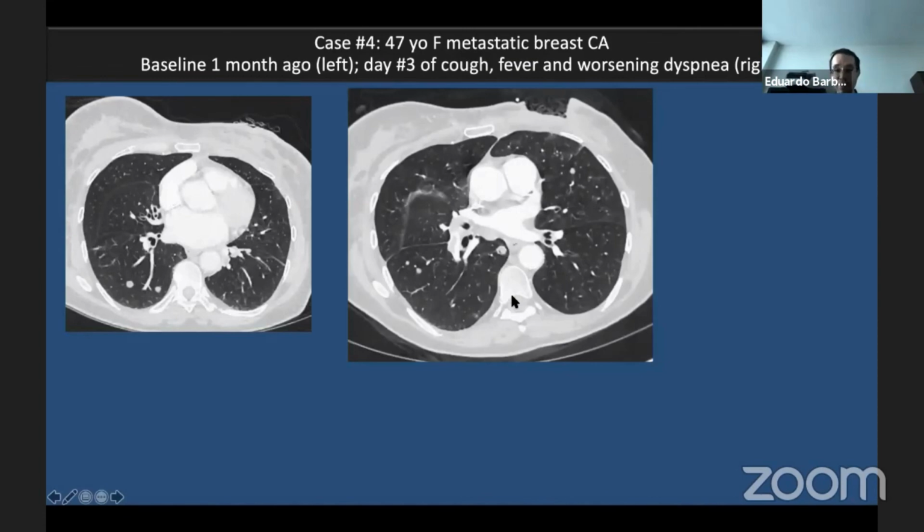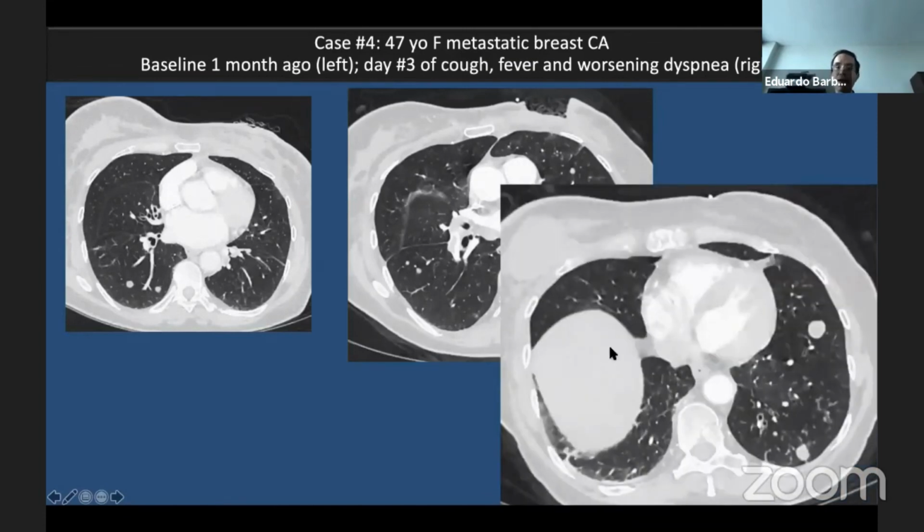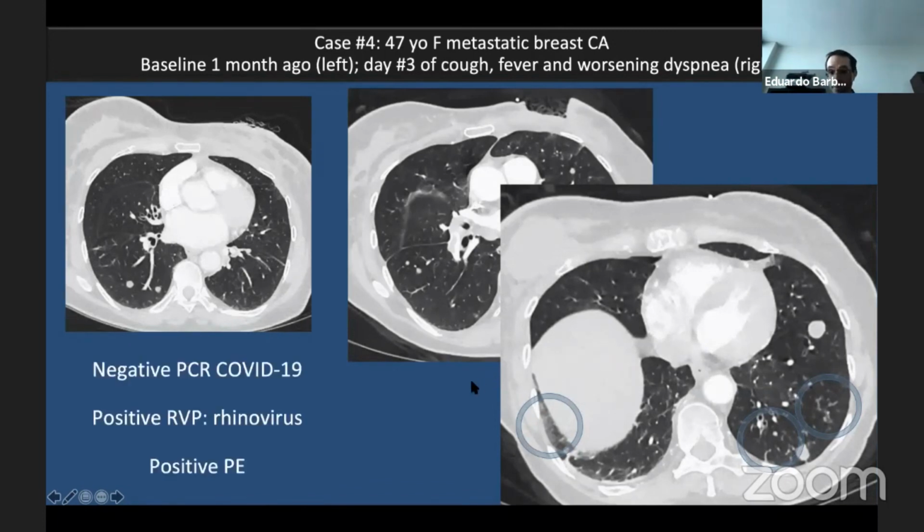Those are metastatic lesions. And then the patient came back with 3 days of cough, fever, and worsening dyspnea. So of course, the possibility of COVID-19 was raised. The patient was tested, and we saw some faint areas of ground glass and tree-in-bud nodules that indicate bronchiolitis, which is an inflammatory condition. But the test came back negative for COVID-19, and the patient was positive for another virus, a rhinovirus. Just to show you that the differential diagnosis always has to be considered when you're evaluating those patients.